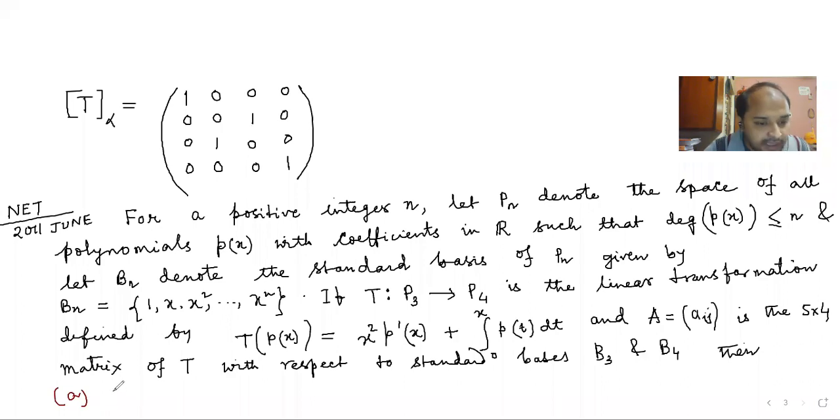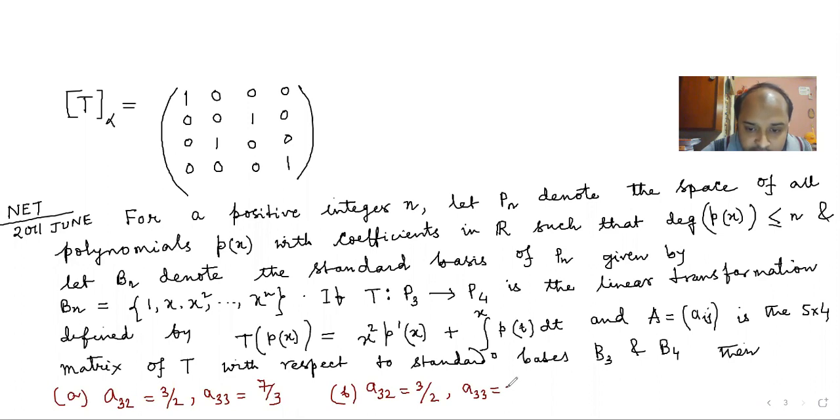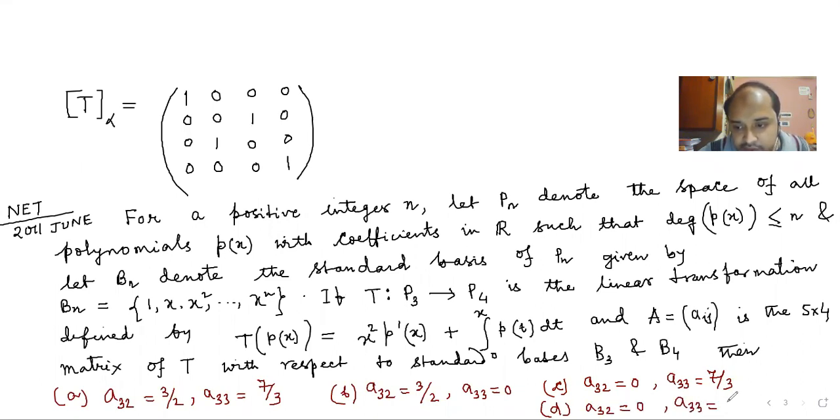Option A: a32 is equal to 3x^2 and a33 is equal to 7x^3. Option B: a32 is equal to 3x^2, a33 is equal to 0. Option C: a32 is equal to 0, a33 is equal to 7x^3. And option D: a32 is equal to 0, a33 is equal to 0.